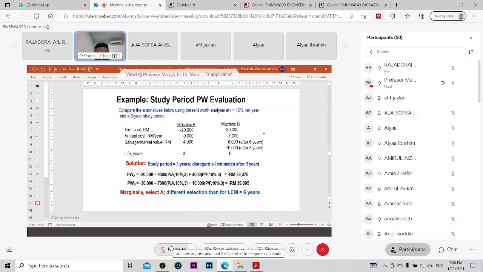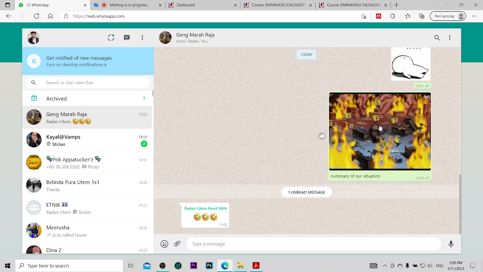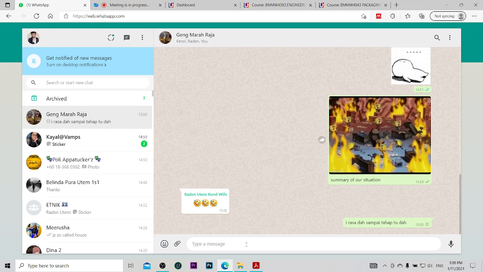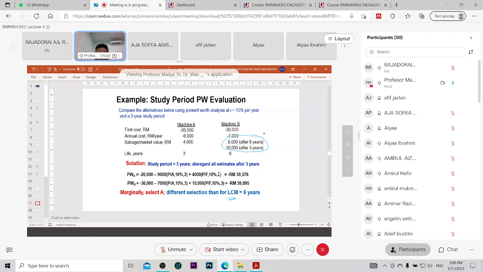Remember, before this, they only provide single data only. But this case is different. So make sure you understand what the meaning of LCM is. LCM dia macam pecahan tadi lah. So a study period of 3 years, discard all estimates after 3 years. Tapi LCM adalah 6 tahun. LCM ni adalah macam pecahan tadi.